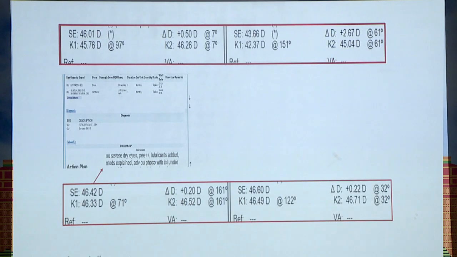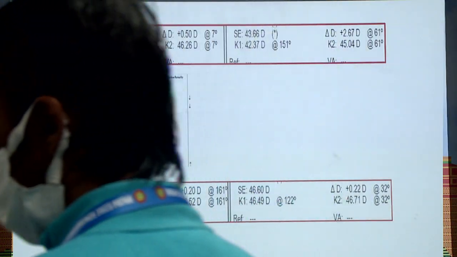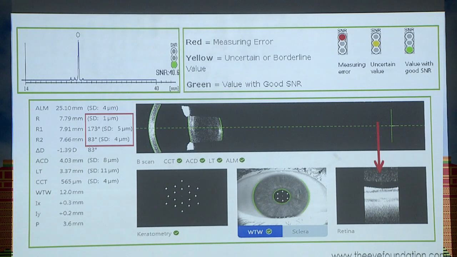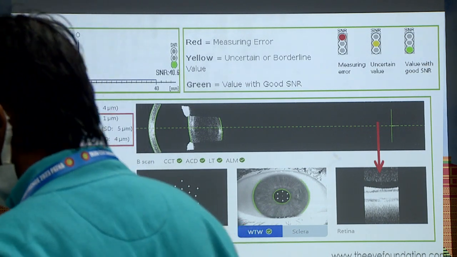Now this was a patient who had 0.5 diopter in one eye and 2.6 diopters of astigmatism in the other eye. But when we looked at him in the slit lamp, we found there was so much of SPKs and filaments. So after treating the dry eye, when you evaluated him, it was actually 0.2 in both eyes. So if there is dry eye, we need to repeat our measurements.